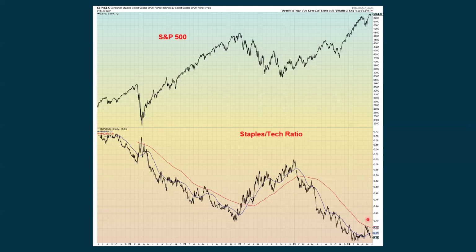And we're keeping an eye on staples to tech. We want to see which one's doing better. When this ratio is going down, that means staples are underperforming, and staples are more defensive. This is what the market gets into when it's more concerned that we're going to go down. Tech, of course, is the real darling of the market, and I have other charts to show you of the tech sector.